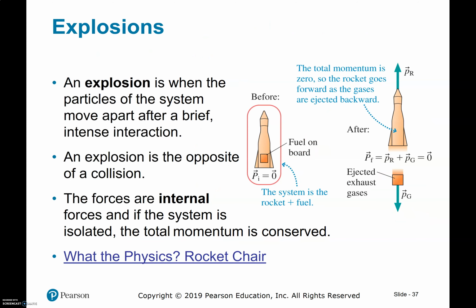So these types of problems are known as explosions. Basically, it's the technique that you would use to find how rockets move. If you have initial momentum equal to zero, then you expel this piece with a momentum p g, and this guy is going to have a momentum p r. By conservation of momentum, they have to sum to zero, and from there you can find the velocity of the rocket.